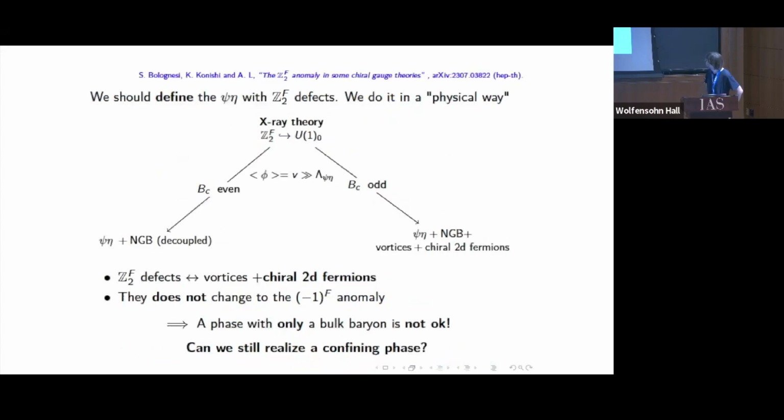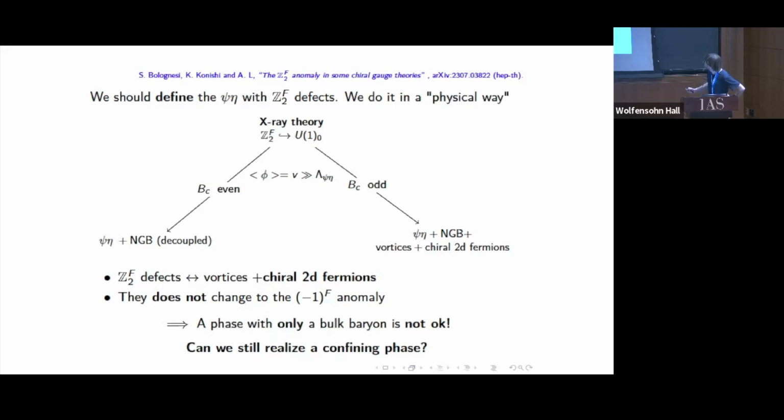Well, to understand this issue, we decided to define more physically what we mean by these defects by embedding the Psieta model in a UV theory, where the fermion parity is embedded in a continuous U(1) symmetry, broken at an energy scale by a scalar VEV. If you do this in the standard background, or in general in an even one, you get back the Psieta model plus a decoupled Nambu-Goldstone boson.